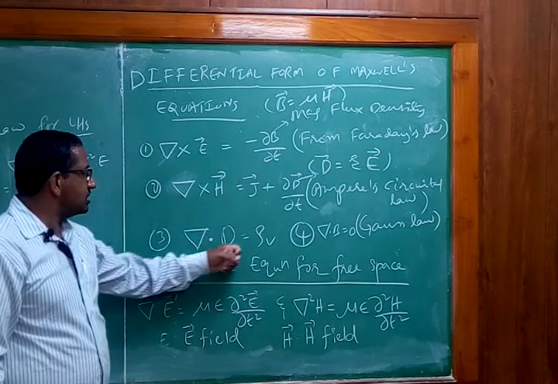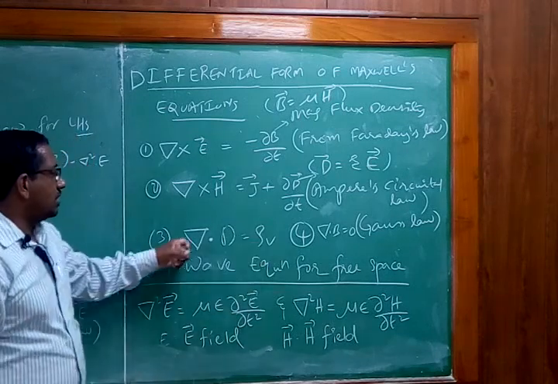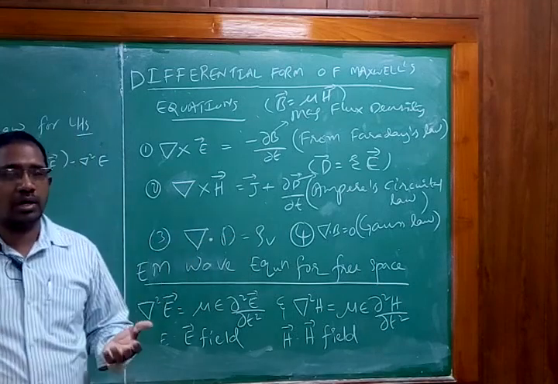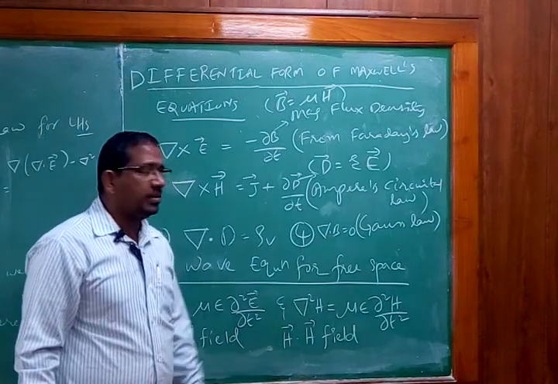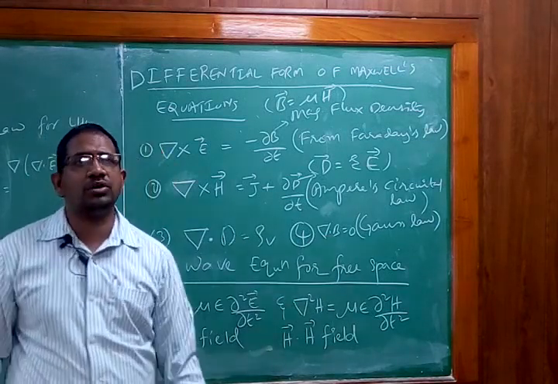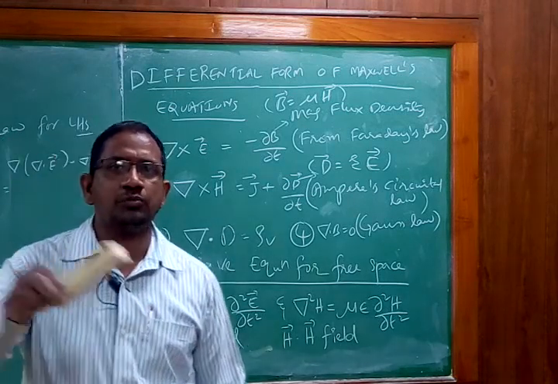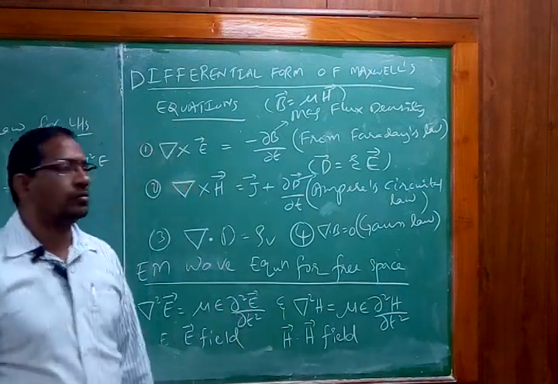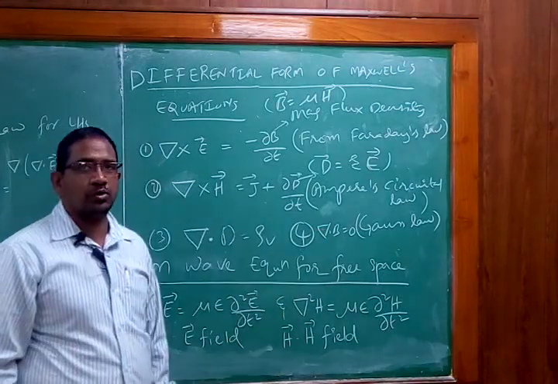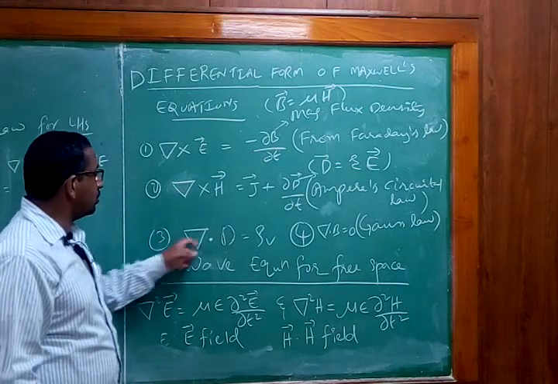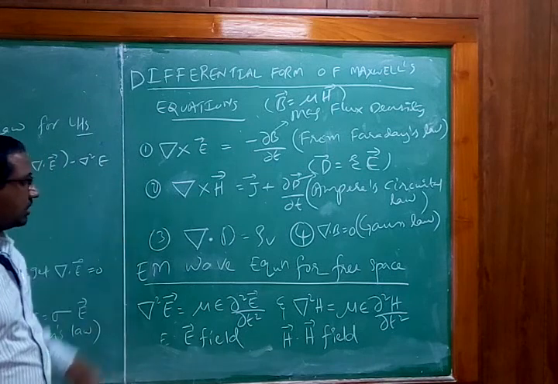Del dot D is equal to rho V means there exists some volume charge, which is normally exhibited from a charged body. What about del dot B? Del dot B is always equal to 0, because magnetic field always flows from north pole to south pole. Only a north pole or only a south pole is not going to produce any fields. Therefore del dot B is always 0. These two have been taken from Gauss, and Maxwell has prepared these four equations.